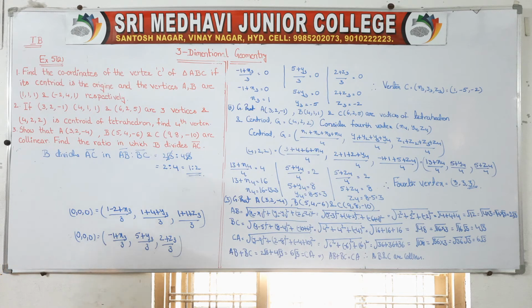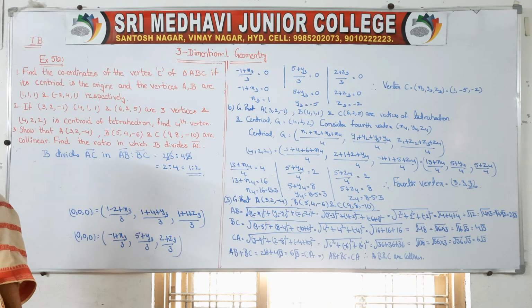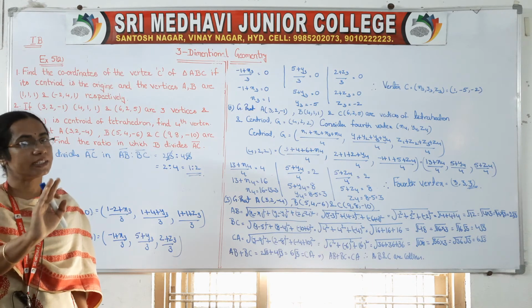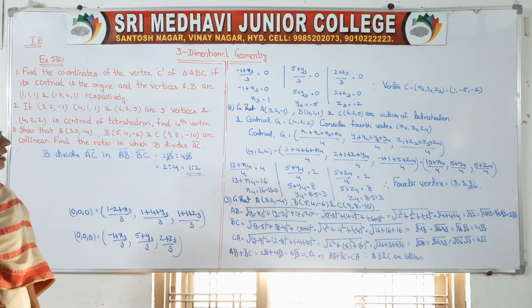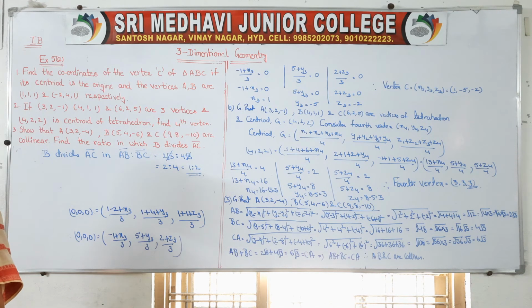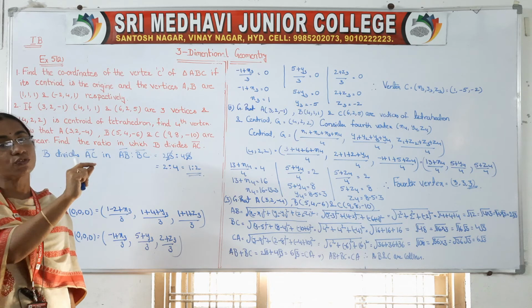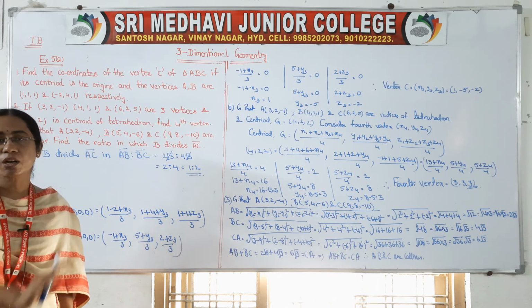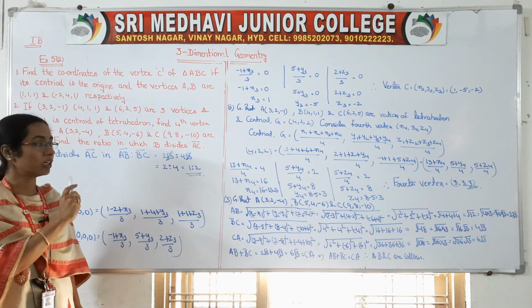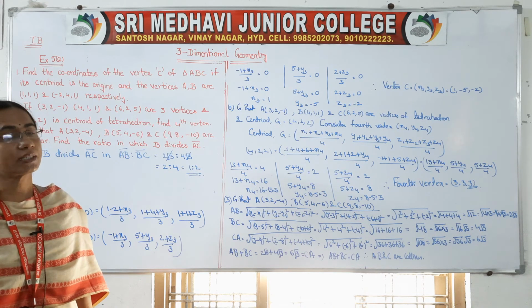Find the coordinates of the vertex C of triangle ABC if the centroid is the origin and two vertices are given to us. First question. So just by taking the centroid of the triangle formula, we got C, the third vertex of the triangle. Next, second question is, three vertices of the tetrahedron are given to us and the centroid is given to us. Find the fourth vertex. Again, the centroid of the tetrahedron formula we have taken and we got our fourth vertex. Okay, and third question is, show that the given points are collinear.